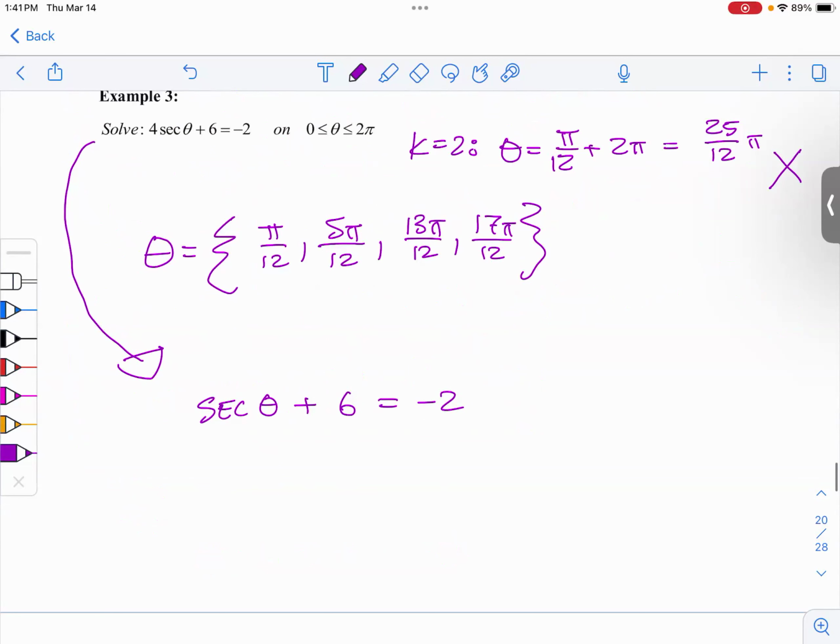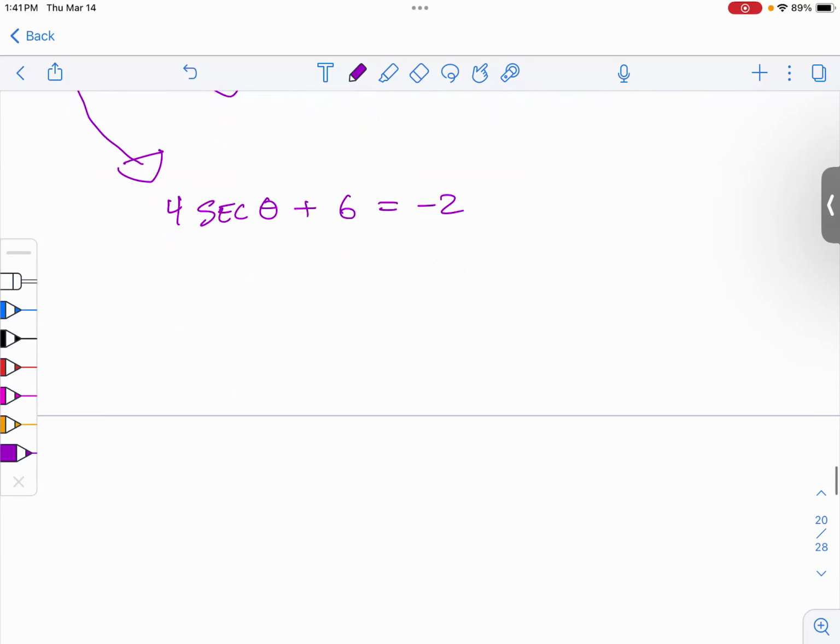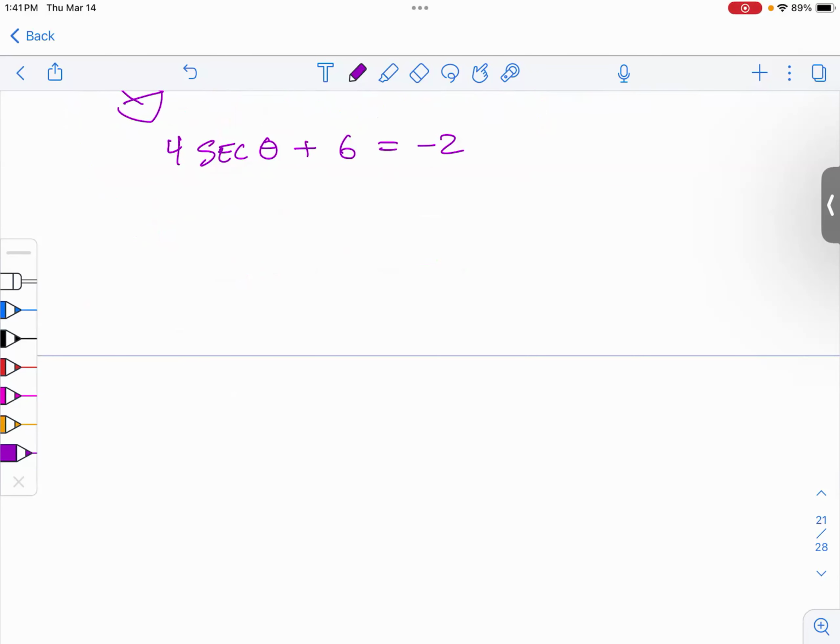Oh, whoops, I lost mine. 4 secant theta plus... okay. All right, so same as always, when we go to solve the problem, isolate what we're really after, our trigonometric function now.